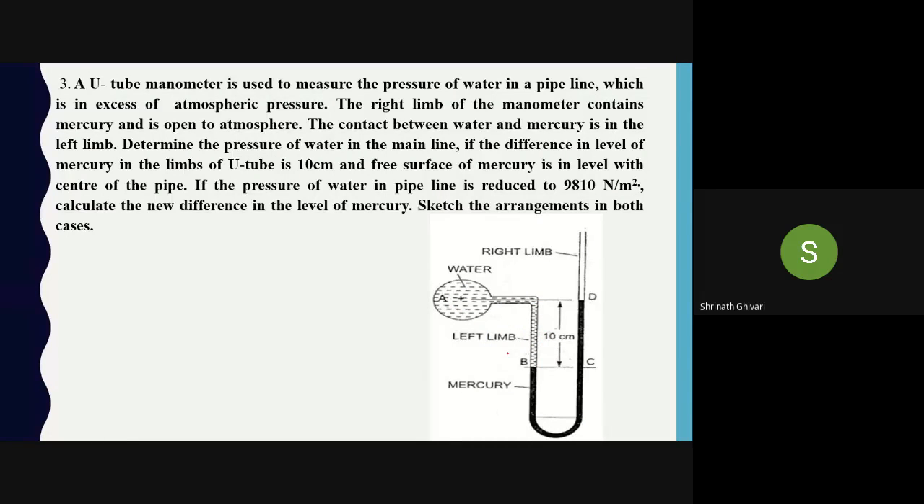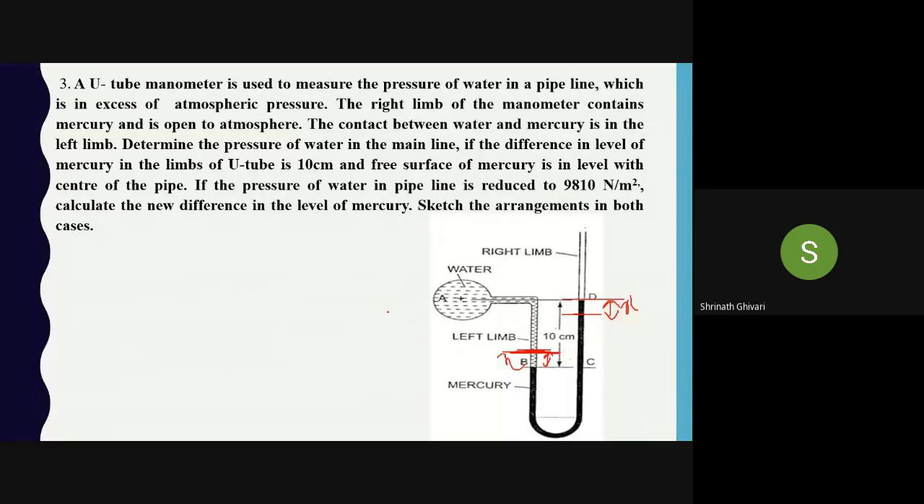Mercury will come here after rising, and after falling the mercury will come here. So the fall will be X, and the rise will be X. Both are same. Rise and fall of the mercury level in the limbs is same.